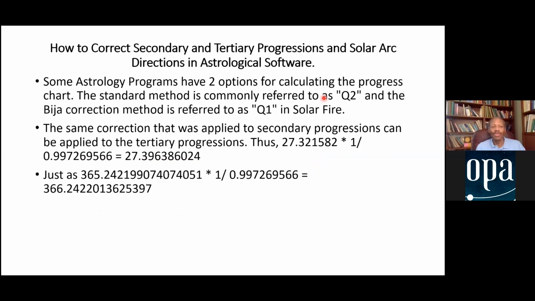Now, we found out earlier that we have to make an adjustment for the tertiary progress chart as well as the secondaries. And this is just sort of repeating that. Some astrology programs have two options for calculating the progress chart: the standard method, which is commonly referred to as Q2, and the Bija correction method, which is referred to as Q1 in Solar Fire.